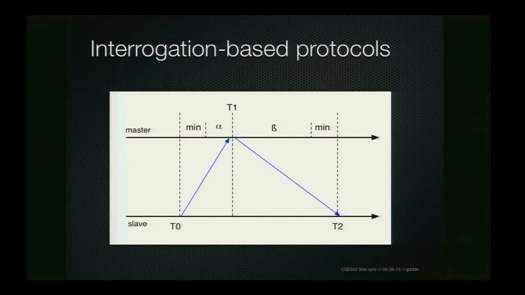So if you assume symmetric delays, then you would know precisely what the master's clock says when the slave's clock says T2. It says T1 plus half of (T2 minus T0). Okay, so that's good. We just invented a new clock synchronization protocol. Where does it go wrong?